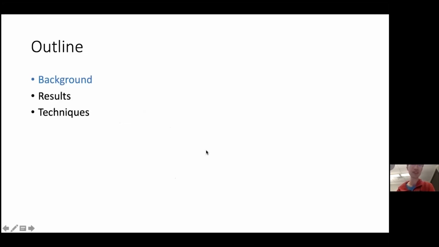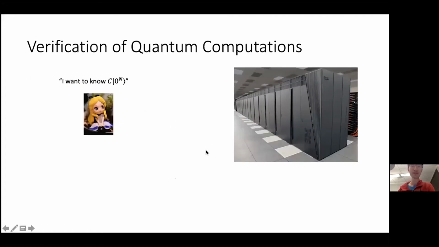Let's first review the background. So what is verification of quantum computations? Suppose you have a quantum circuit C and want to evaluate and get C0, but it doesn't have the ability to apply C itself. So you make use of a remote quantum server, which might be a service provided by IBM or Google, and they run it for you and told you the result of C0 is 5, for example, and you don't want to trust them.